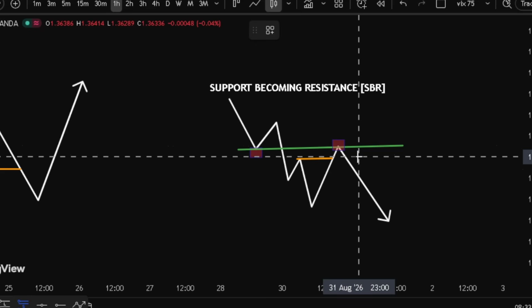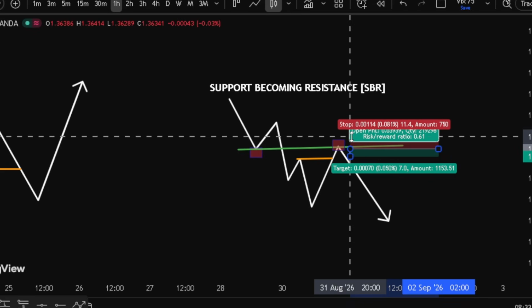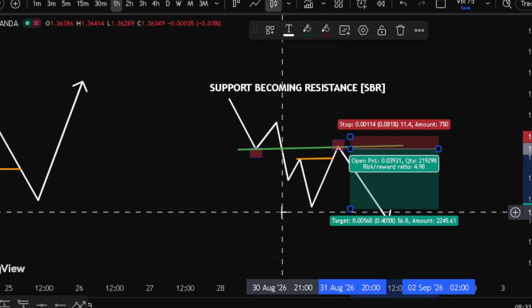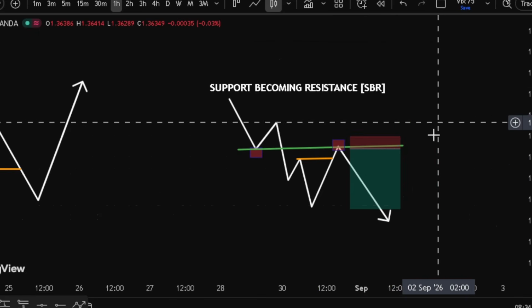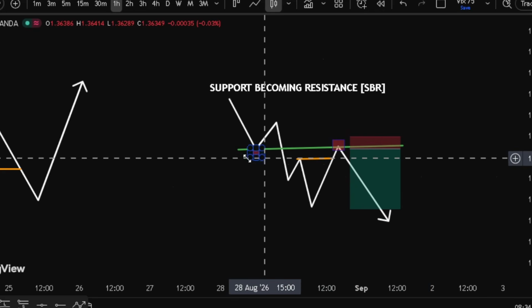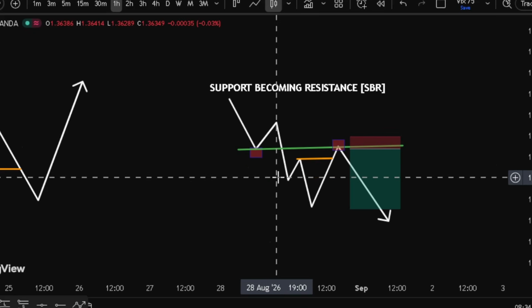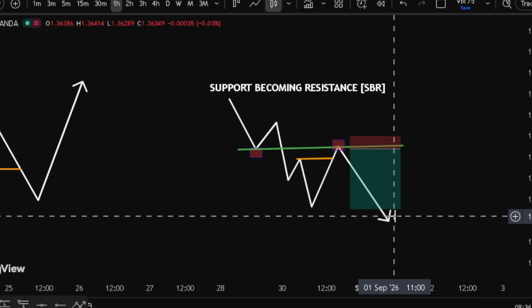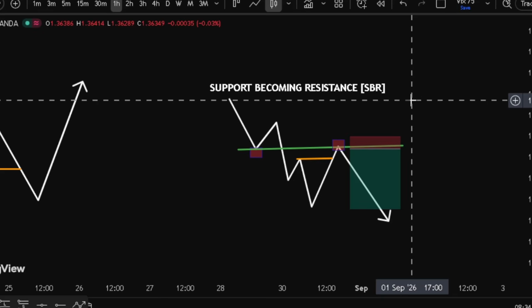So how we trade this particular level, we take our entry, stop loss just a few pips above the key level, and we target the sell side liquidity. So that is how that particular entry model is taken. Remember, previous support gets broken and now it becomes our resistance, and we trade targeting the sell side liquidity. That is support becoming resistance.